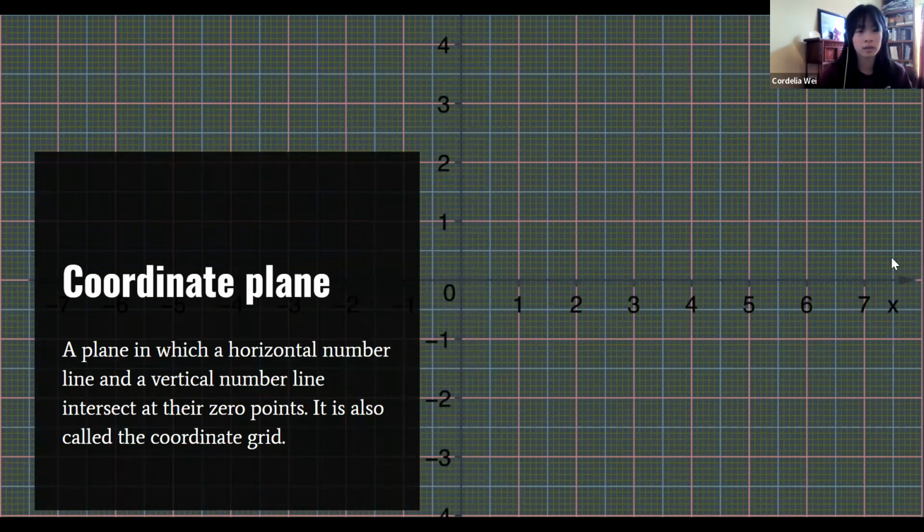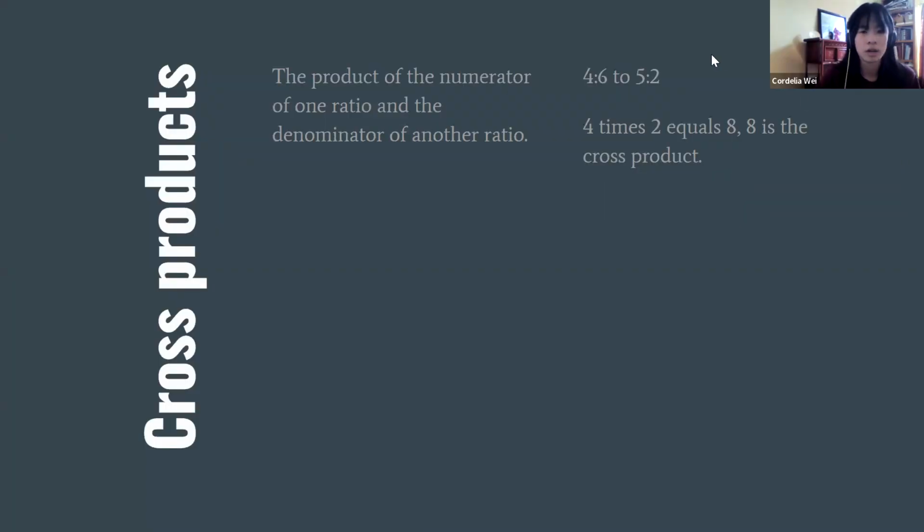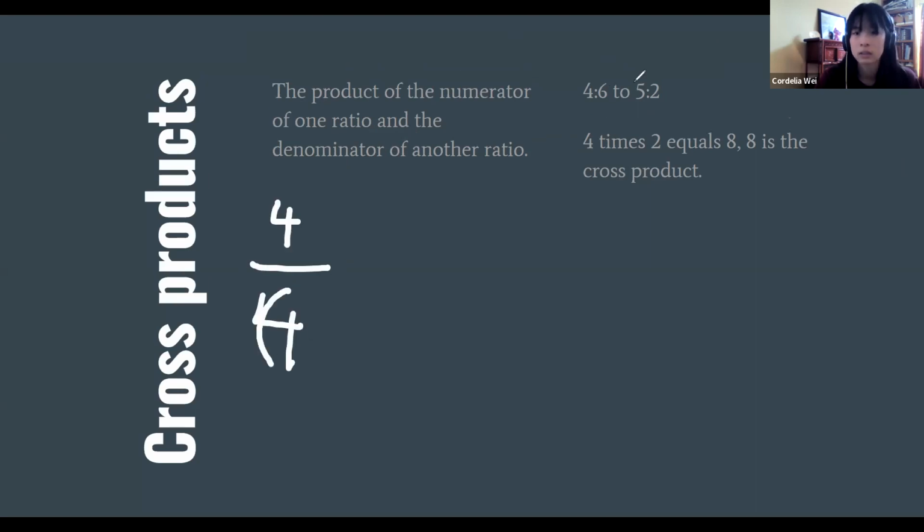The next slide, cross products. The cross product is the product of the numerator of one ratio and the denominator of another ratio, which would be 4 to 6 to 5 to 2. So cross products would basically be 4. So the ratio is 4/6.